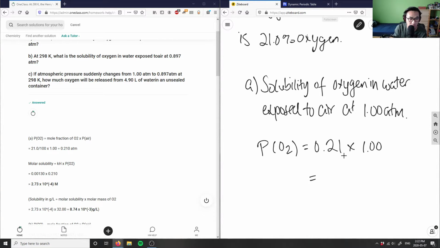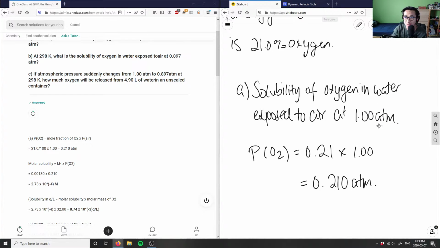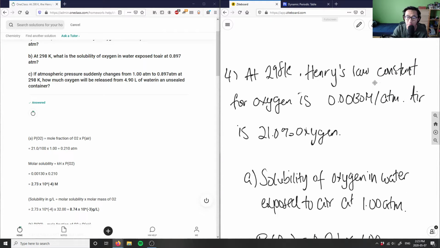So this here would equal, let's see, 0.21 times 1.00 is simply 0.21, right? So the partial pressure of O2 here is 0.21, so that's good. And then finally, we can now use Henry's law. Henry's law constant here is 0.0130 molar per atm, right?